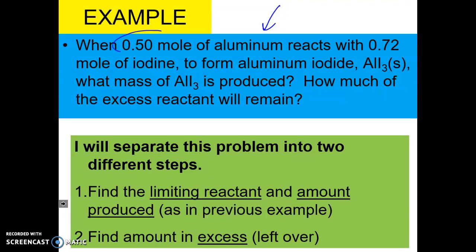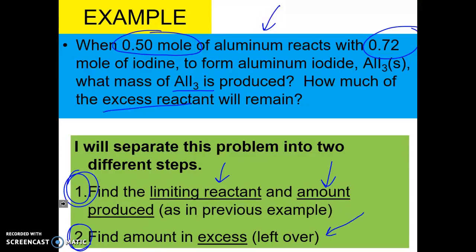Okay, I see 0.5 moles of aluminum reacting with 0.72. So right away I have 2 starting materials. Okay, and I'm going to have to figure out, number 1, how much is produced and how much excess. So first step is going to be finding the limiting reagent. Okay, that way I can actually figure out how much is going to be produced. And then this is our new step here. Our next step is going to be finding how much is left over. We call it the excess reagent.